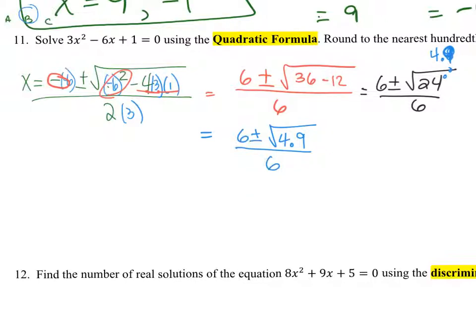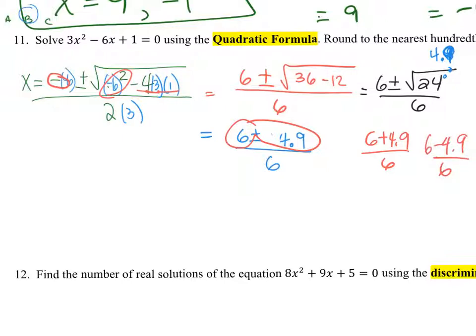I'm sorry, what mistake did I make? In this case, I already took the square root. So it's 6 plus the 4.9 and then divided by 6. That's what this part says. Why is it negative? And then the other one is 6 minus 4.9 over 6, correct?